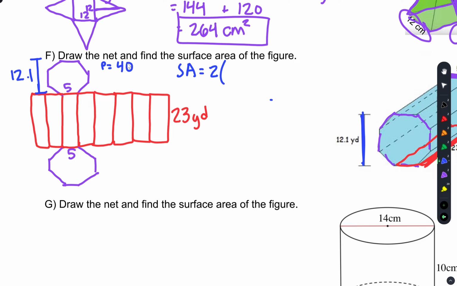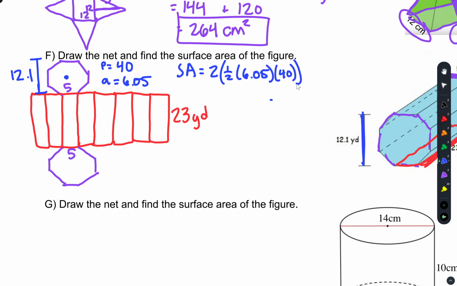Aubrey? Yeah, it's half the height. The apothem starts right in the middle. If the whole height is 12.1, then the apothem here is 6.05. So this is 2 times 1/2 apothem times perimeter. And that's for our 2 bases.